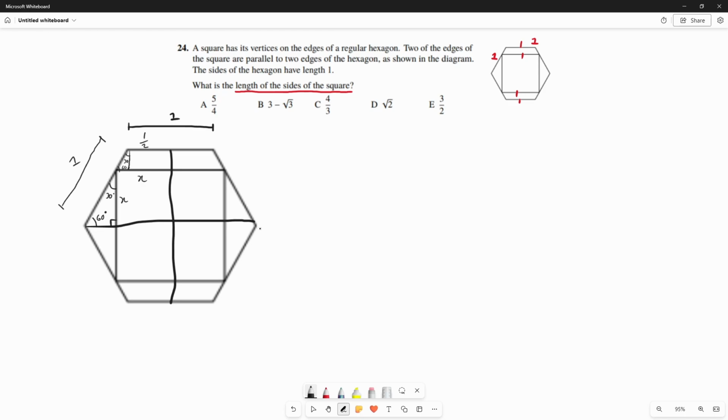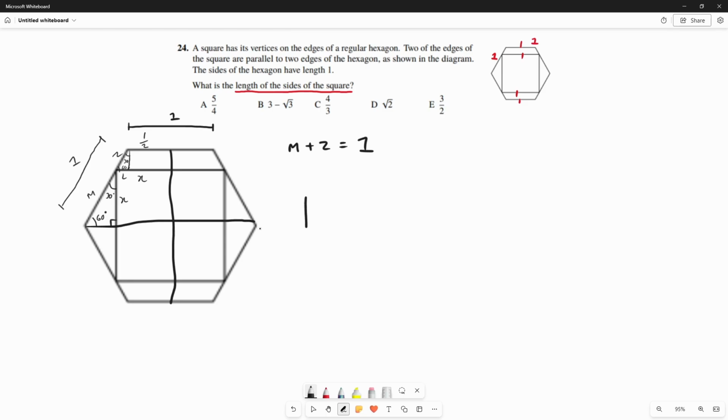We'll call this length, the base of this small right angle triangle, L, and we'll call the length of the larger triangle's hypotenuse M, and the smaller triangle's hypotenuse Z. So we know that M plus Z equals 1. Let's use some basic trigonometry now to find some equations in terms of x, so we can use simultaneous equations to solve for x.